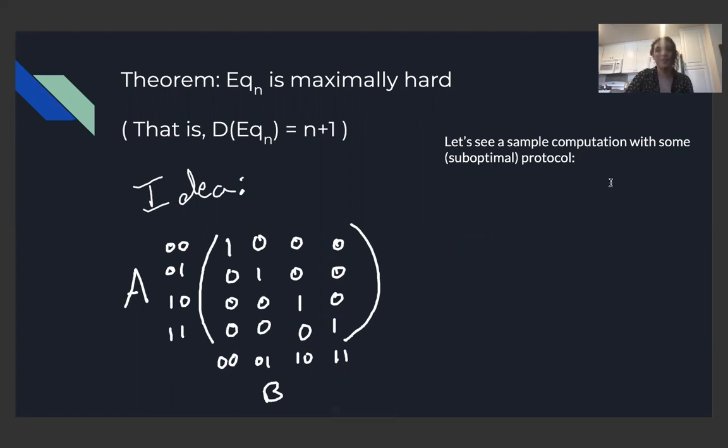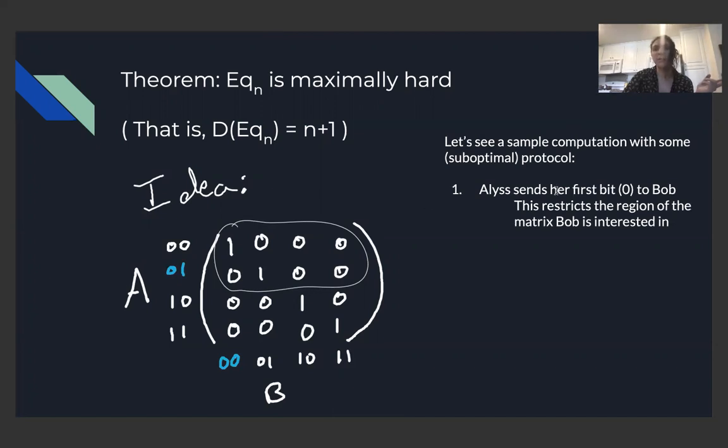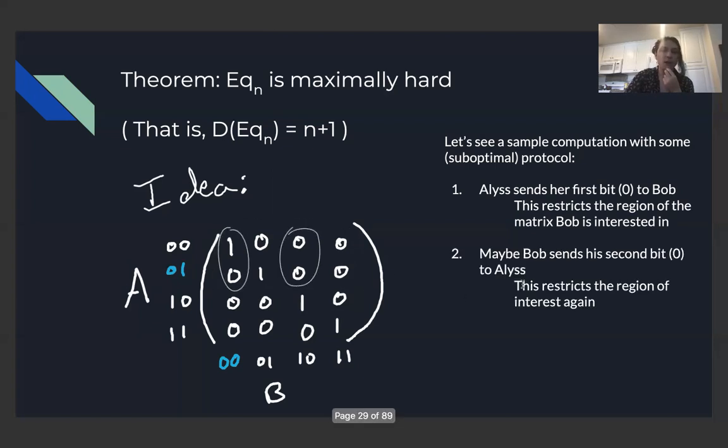So let's see a sample computation with a suboptimal protocol, just to see what the computation looks like, the collaboration, and what we can say about the matrix as we trace through this. So let's say that Alice's string is 0, 1, and Bob's string is 0, 0. Then Alice might send her first bit to Bob, and this restricts the region of the matrix that Bob is interested in, because Alice sends a 0 to Bob. And so now Bob knows that he's only really interested in rows where the first bit is a 0, right? And then maybe Bob sends his second bit to Alice. And so Bob's second bit is a 0.